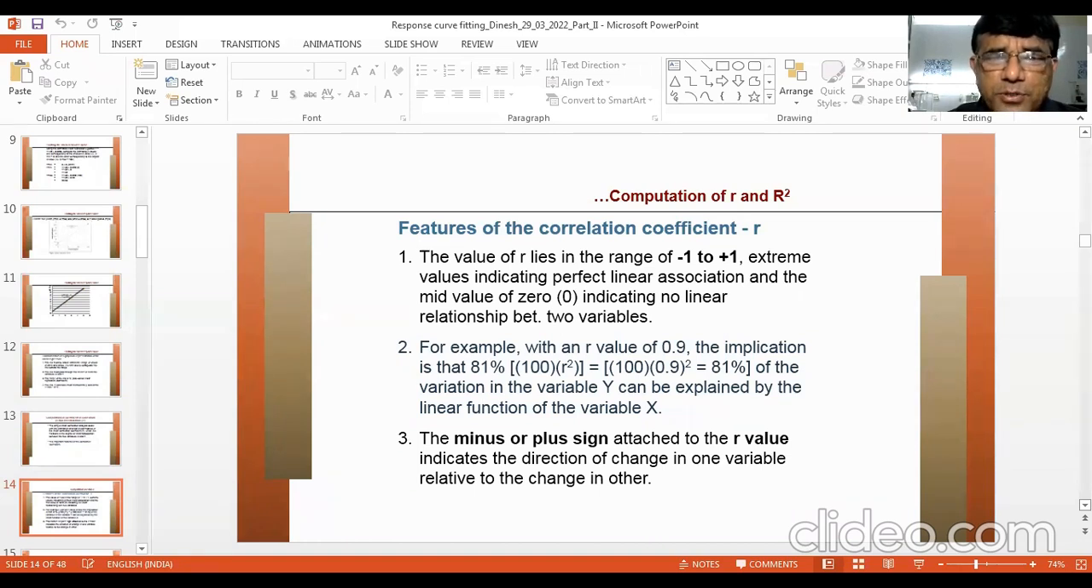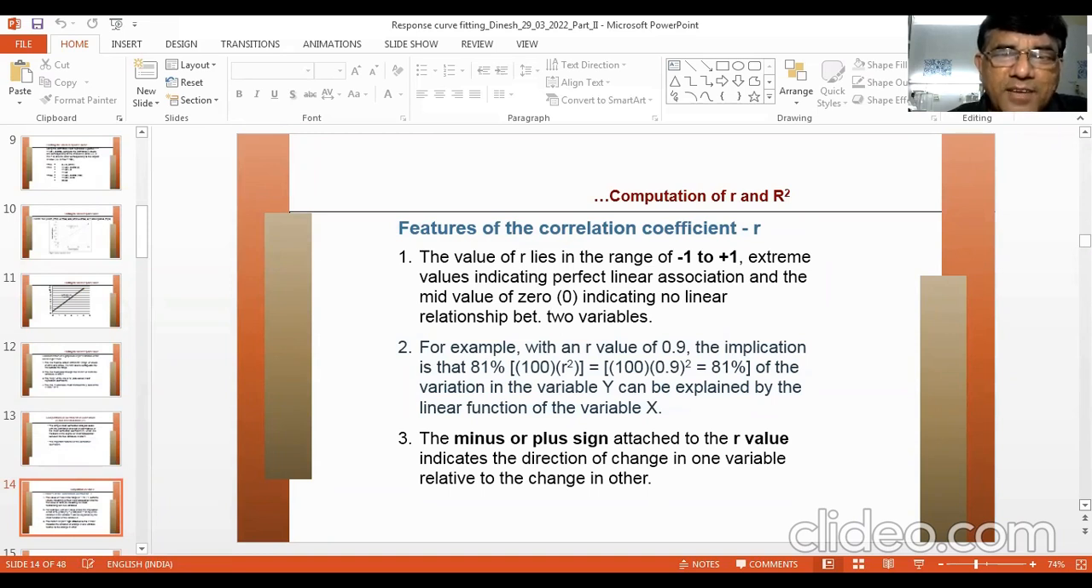Now, suppose you know the correlation coefficient, then how will it help you in interpretation? What you can do is square it. If you square this value, it becomes your coefficient of determination. And do not worry, very shortly you will learn what the coefficient of determination is. So in this case, suppose your correlation coefficient R value is 0.9. You square it: 0.9 squared means 0.81. And 0.81 can be multiplied by 100, that means it becomes 81%.